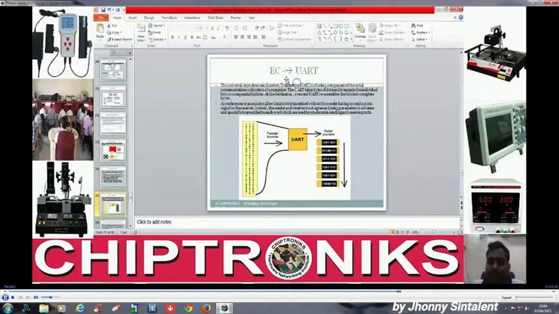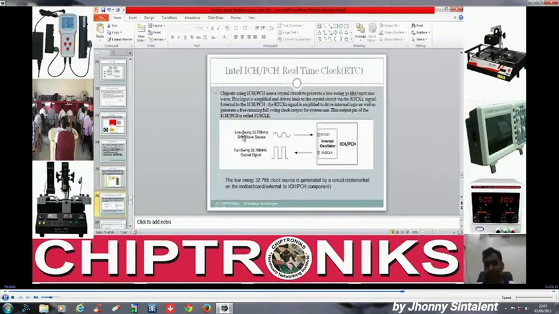Our next topic is UART. This UART function is also implemented in the IO controller, and UART is a universal asynchronous receiver transmitter. You can see the function of UART in this figure. Parallel data transfer is converted into serial transfer. You can see over here parallel data into serial packets, and this is done through the UART function implemented in the IO controller.